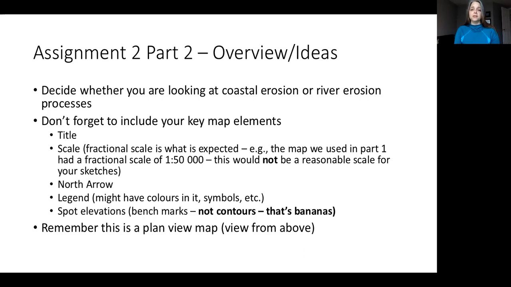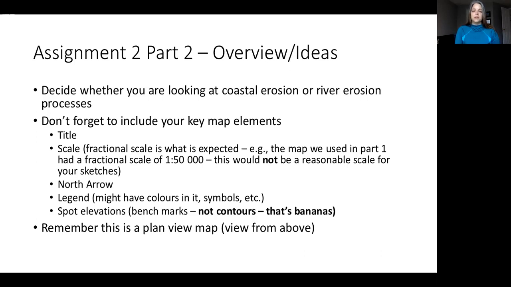Then you're going to include a scale. I just want you to include a fractional scale. So 1 to 50,000 is an example of a fractional scale. But as a thing to keep in mind, 1 to 50,000 is not a reasonable fractional scale that you would want to use for your sketches.